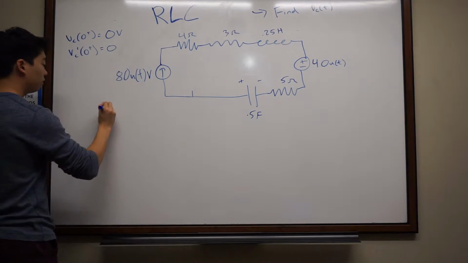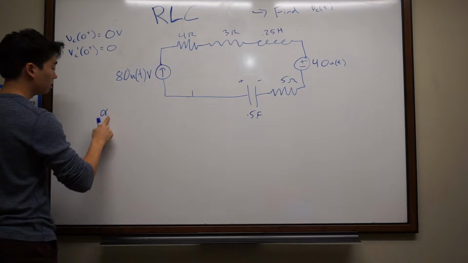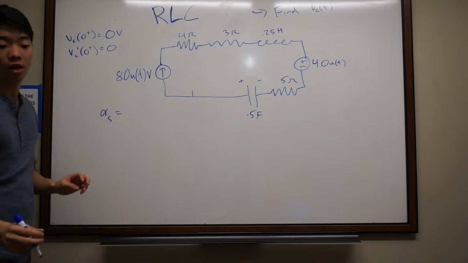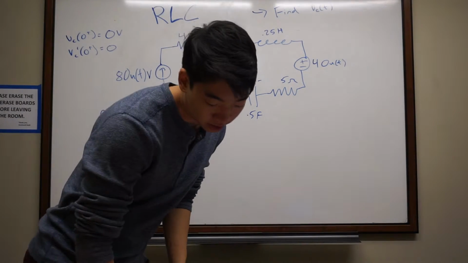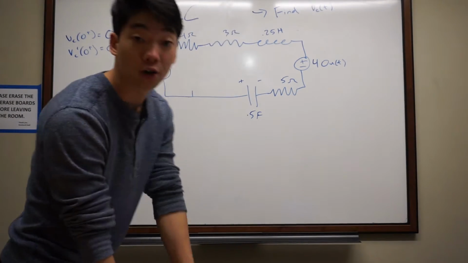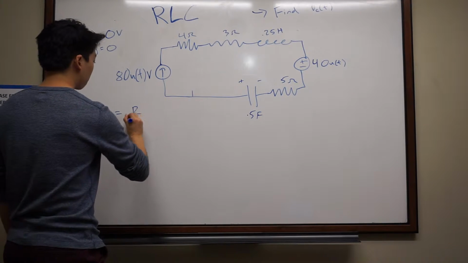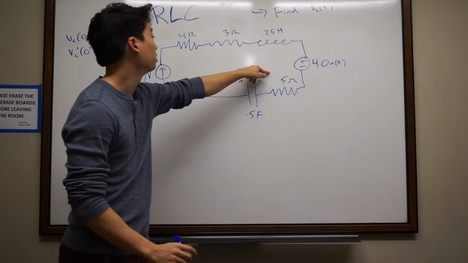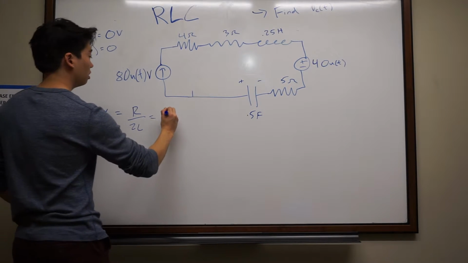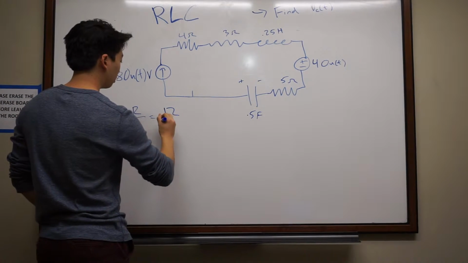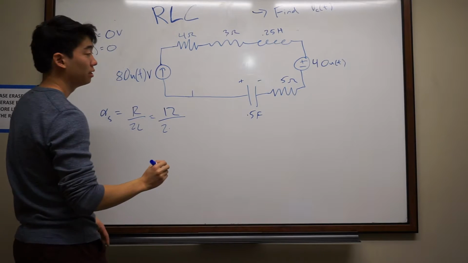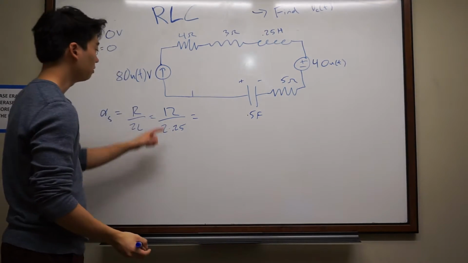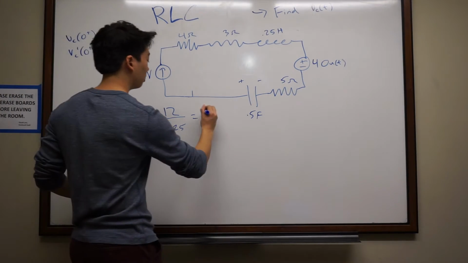So we know alpha for a series, let's do alpha S, has the equation R over 2L, which in this case is going to be equal to 4 plus 3 plus 5, which is 12, over 2 times L, which is 0.25. So that's going to be 6 times 4, so we know this is 24.